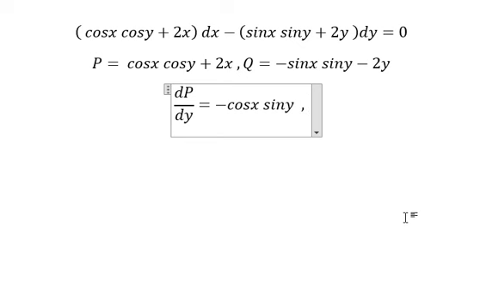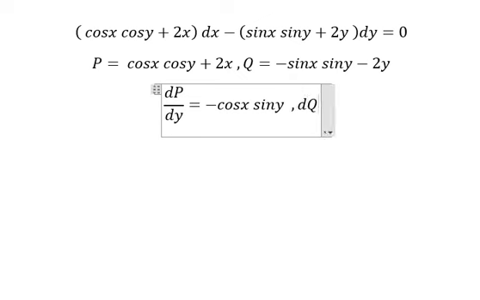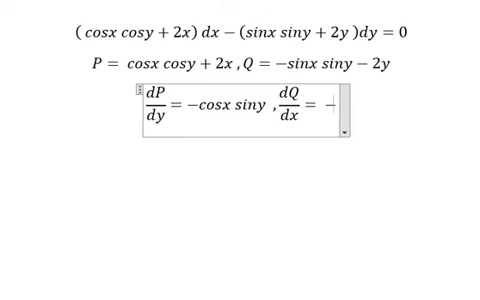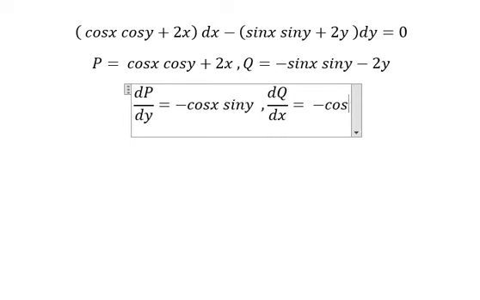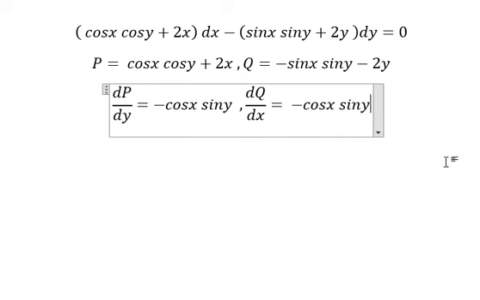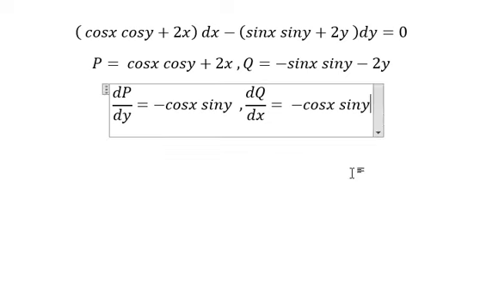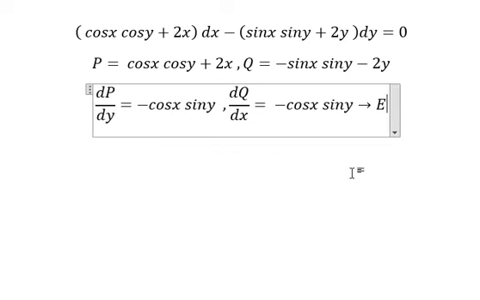We have dy. That means we need to do first the derivative of Q with respect to x. We have sine x, and that is cosine x. So we can see that this one and this one, they are the same. So that is exact.